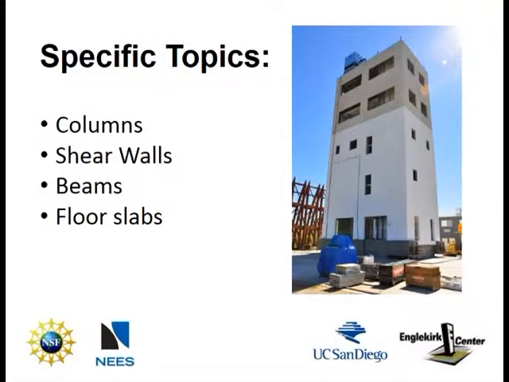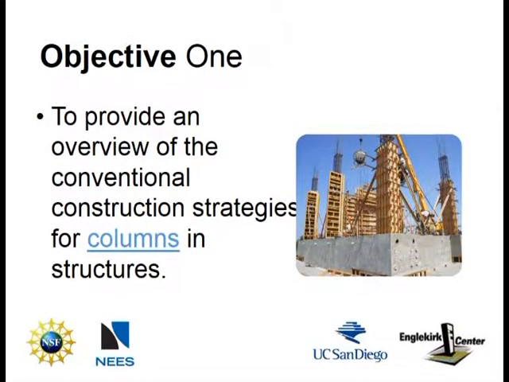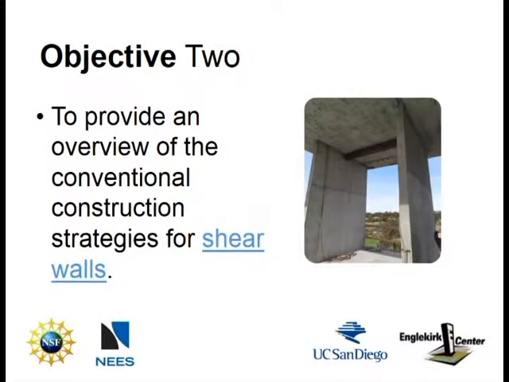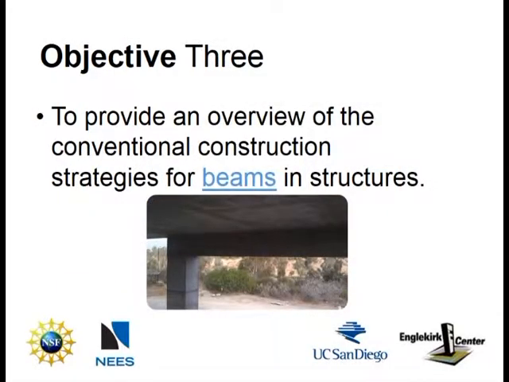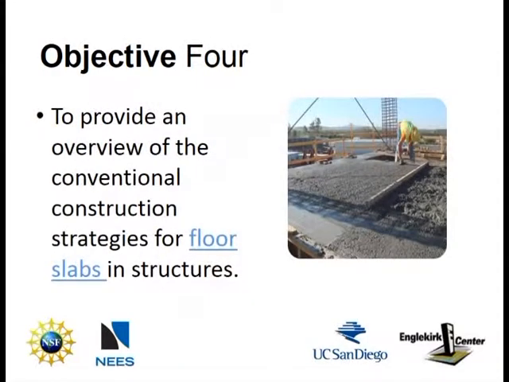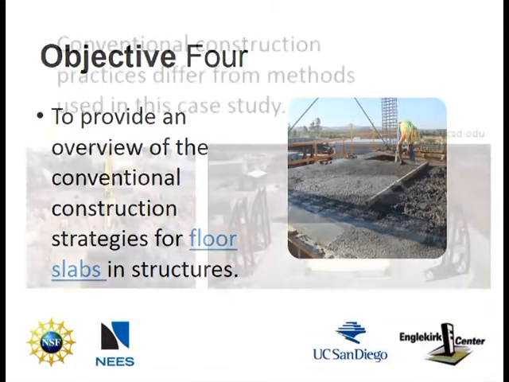Specific topics that will be discussed include the construction of the columns, shear walls, beams, and floor slabs. The first objective is to provide an overview of the conventional construction strategies for columns in structures. The second objective is to offer an overview of the conventional construction strategies for shear walls. The third objective is to introduce the conventional construction strategies for beams in structures. And finally, the fourth objective is to explain the conventional construction strategies for floor slabs in structures.